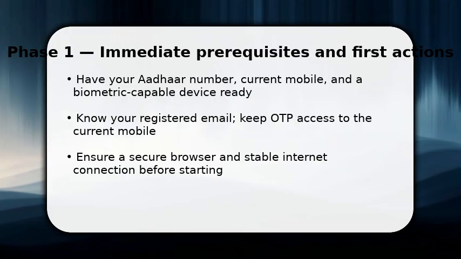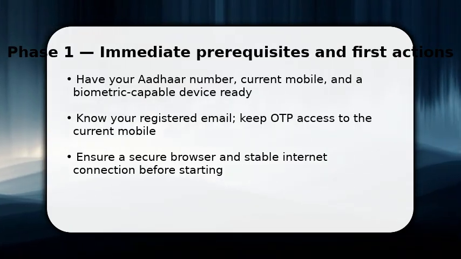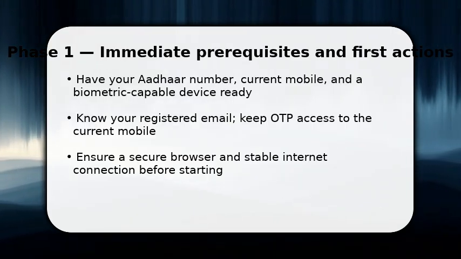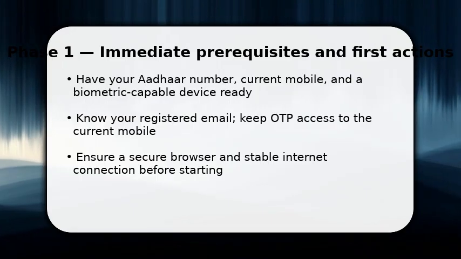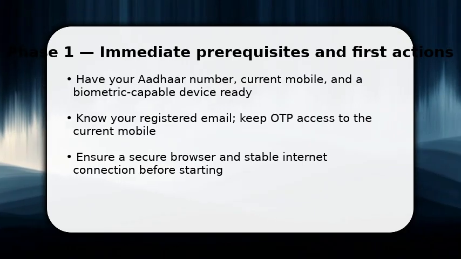You begin by confirming prerequisites: your 12-digit Aadhar, the mobile number you want to link, and access to the number currently on record if available. Once ready, open the UID or your mobile operator's verified portal. Choose the Aadhar linking or update option.